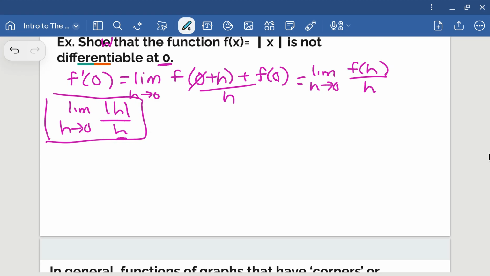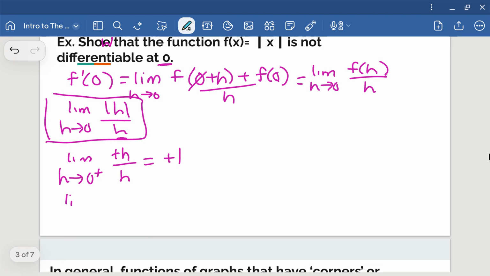So this is our first part, and we can't directly plug in 0 because we can't divide by 0. So what we can do is take a look at the limit as h tends towards 0 from the right. If we're coming in from the right-hand side of 0, all our values would be positive. So you would have a positive value of h over h, right? Same value. And anything divided by itself is just going to be that positive value of 1.